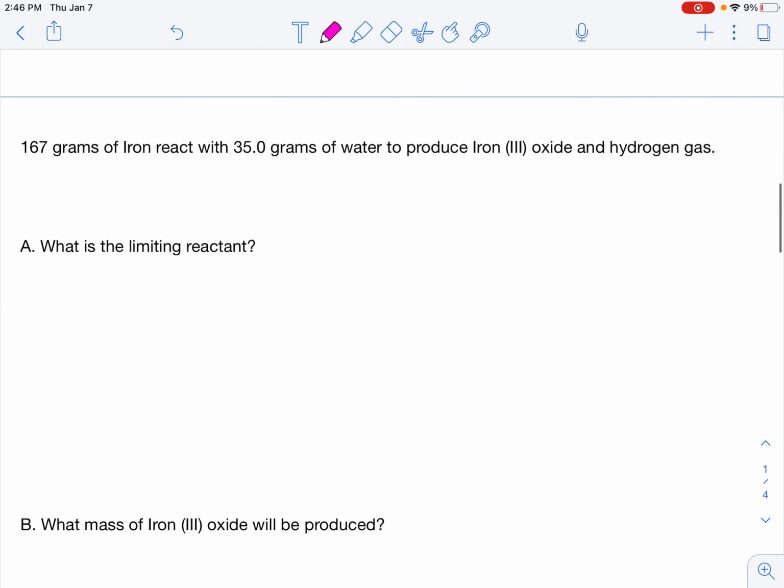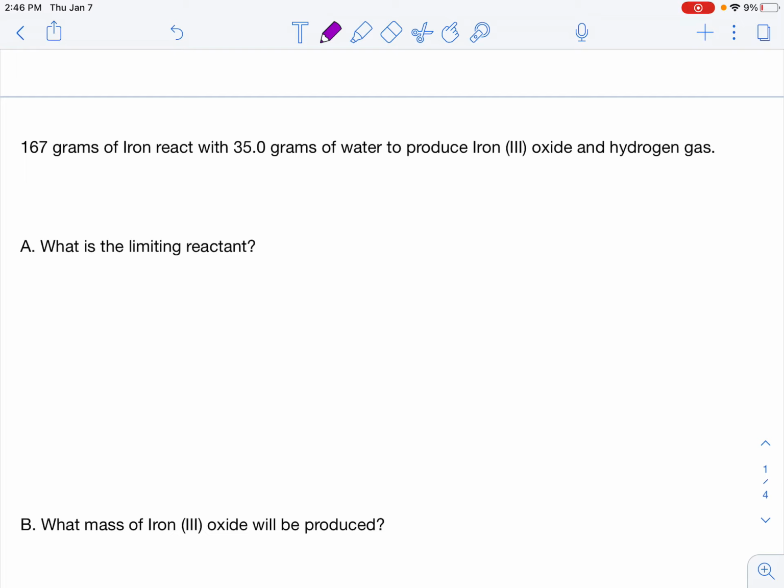In a bigger problem, we're not going to be just given moles and moles, and in lab, we're never really going to be dealing with moles. We're more likely going to be given grams. So now we have a different calculation. It's very similar. We're still identifying the limiting reactant, but now we're given grams and grams. So a little bit more work.